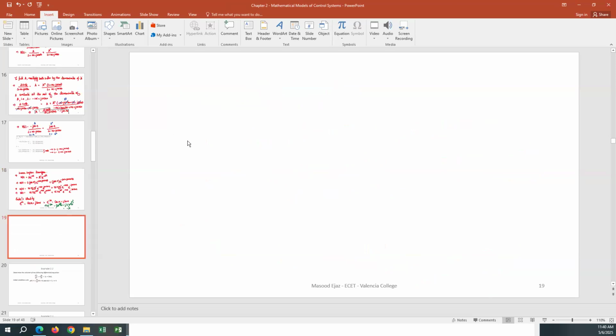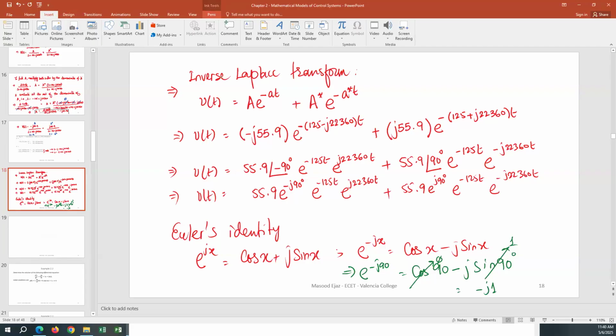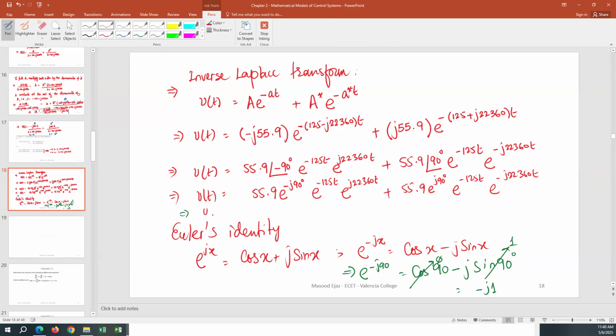All right, so now we have this, and we have some common factors here. So I'm just going to do it here. This implies Vt: 55.9 is common, so I'm going to write it down outside. And then e to the power negative 125t is common. And then what do I have? E to the power negative j90, e to the power j 22360t. So I can write this down as e to the power j 22360t minus 90 degrees. And then from this, I can write down e to the power negative j 22360t minus 90 degrees.